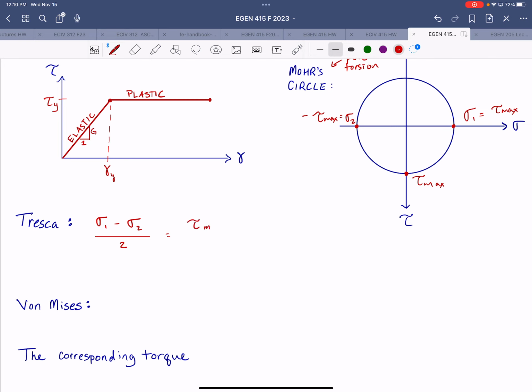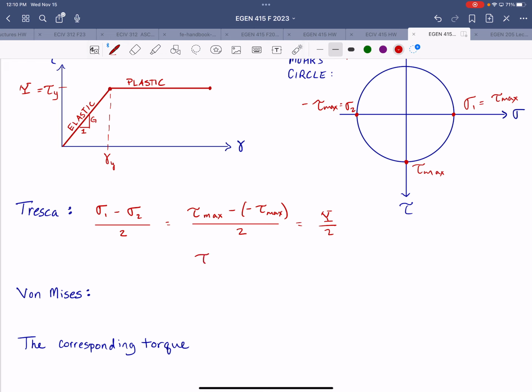So this is going to be equal to our maximum shear stress minus negative tau max over 2. We'll set that equal to the yield stress divided by 2, and that's basically what this is right here, the tau y. So we get that our maximum shear stress in the material is 0.5 times the yield stress, and that's when failure occurs according to the Tresca criteria for this case.